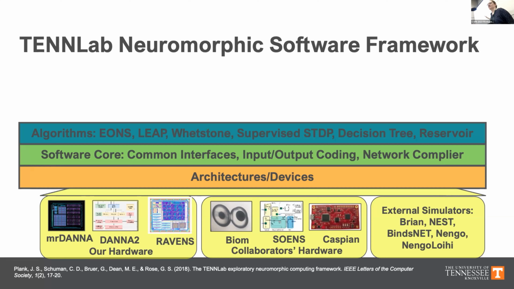Now, we're up to the region that I live in on this chart. So we also implement a wide variety of different algorithms that are compatible with our TENNLab software framework, and we're always interested in integrating more. We have a couple of evolutionary-based approaches, which I'll talk more about in a moment. We have currently one backpropagation-based approach, although we're working on implementing additional. Whetstone is a technique that was developed by researchers at Sandia National Labs. We have a supervised STDP implementation. We have a neuromorphic decision tree and random forest implementation, and we do reservoir computing as well.